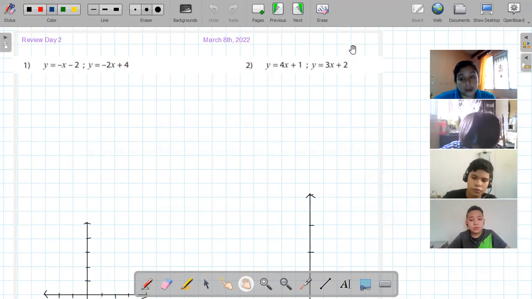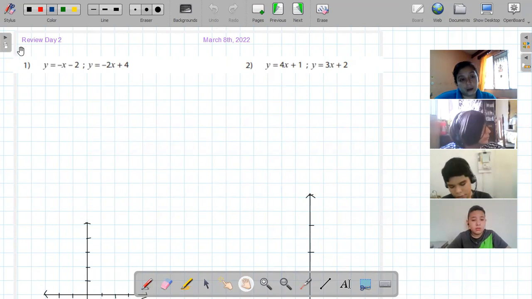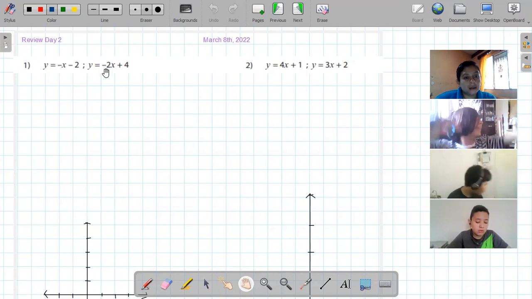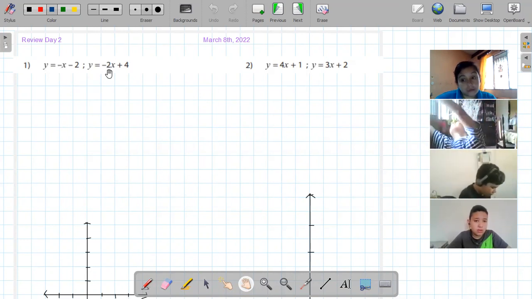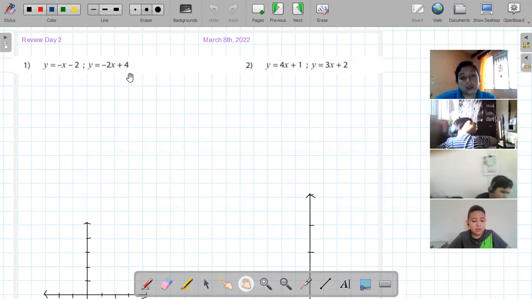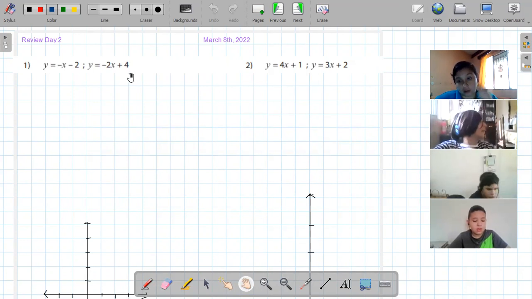If they have the same slope, if the same coefficient of x is in both equations, then that is a no solution. We got it here. Negative x, meaning an invisible negative 1, and negative 2. Are they the same? No. So this exercise will not be no solution. It is either infinitely many solutions or one solution, okay? Here, 4x and 3x. So 4 and 3, they're different. Therefore, this is also not a no solution, okay?